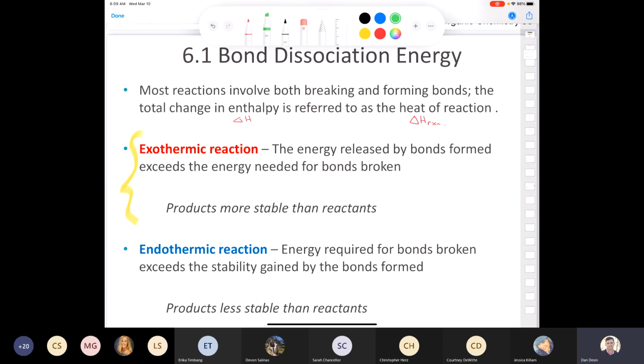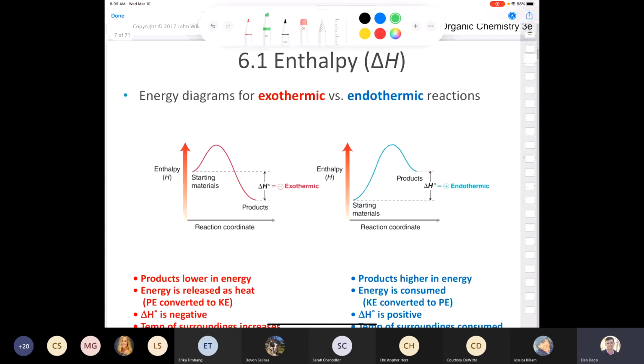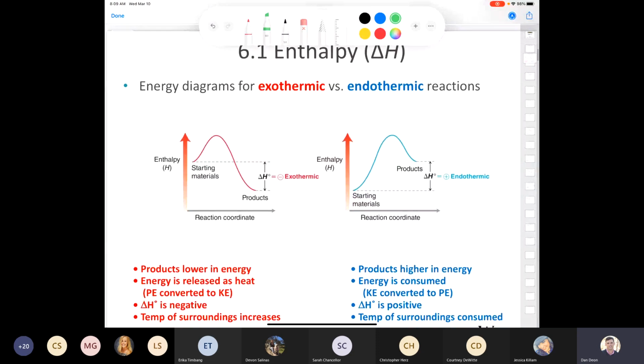What about an endothermic reaction? An endothermic reaction is where it takes more energy to break the bonds than is released when the new bonds are formed in your products. And so in this case, the products are going to be less stable than the reactants, right? A picture is worth 1,000 words. And so let's take a look at some graphical representations of enthalpy.